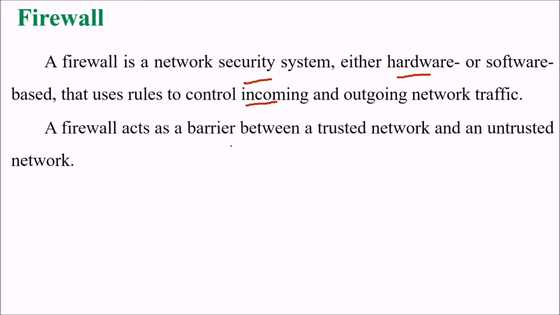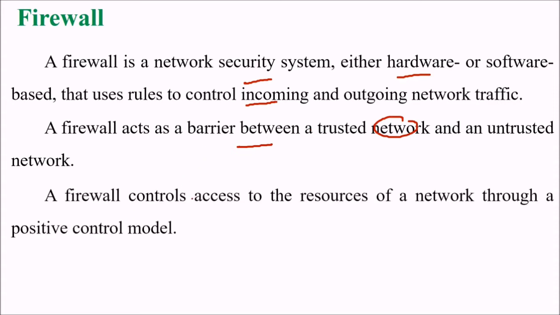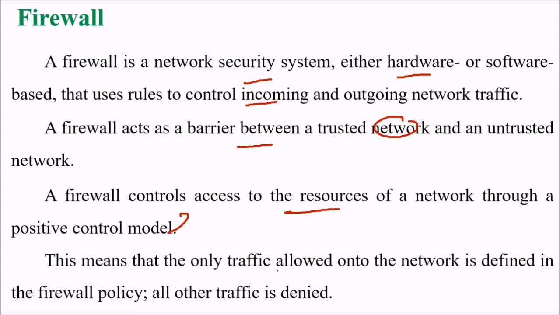A firewall acts as a barrier between a trusted network and an untrusted network. Whichever is untrusted will be stopped. A firewall controls access to the resources of a network through a positive control model, which means that the only traffic allowed onto the network is defined in the firewall policy.